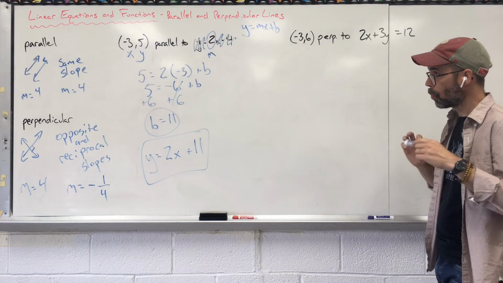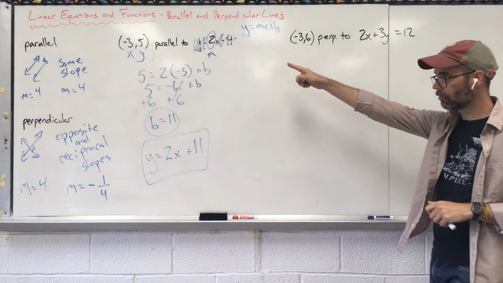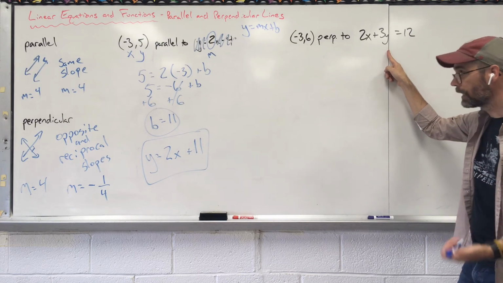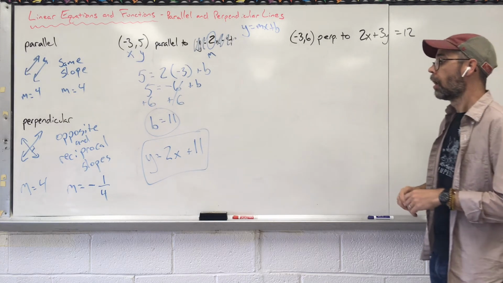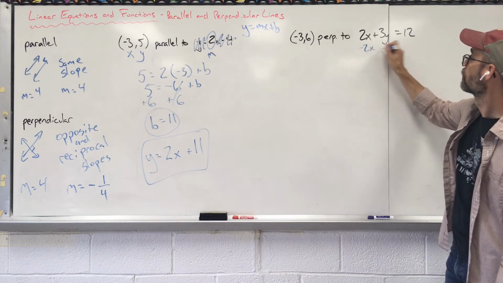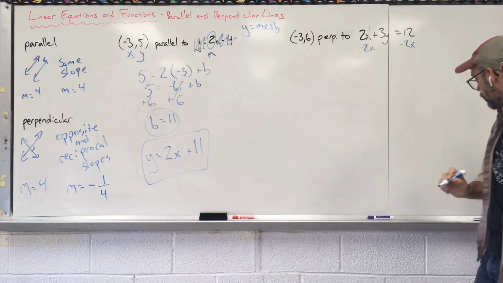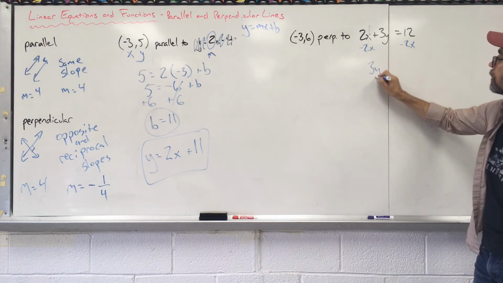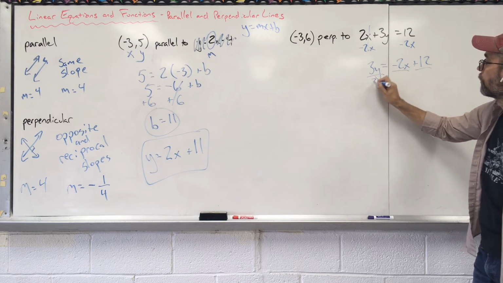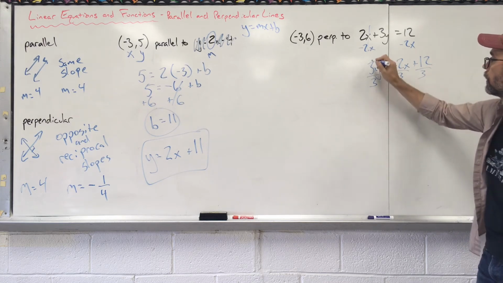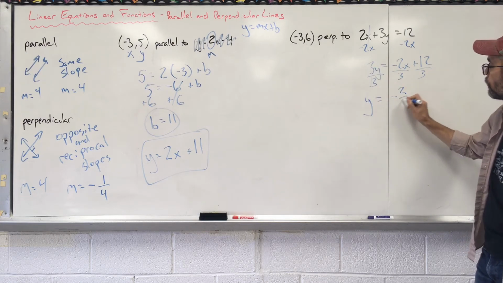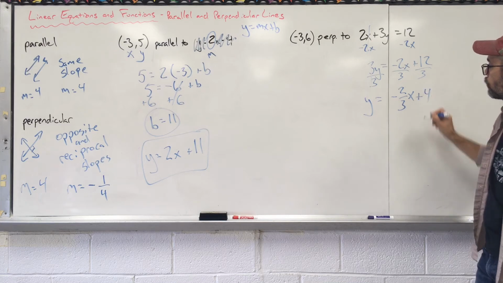Now, not everything is written in slope-intercept form. It may be given to us in standard form. We need to do a little work there. Okay, let's get y alone. Get rid of those two x's. Divide everything by 3. Y equals -2/3 x plus 4.